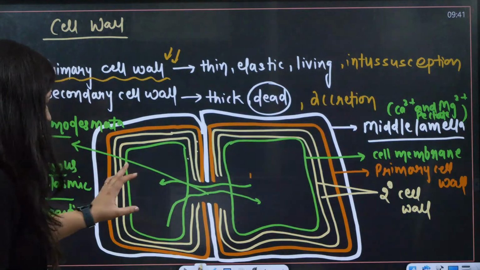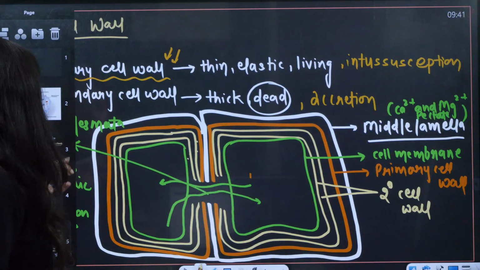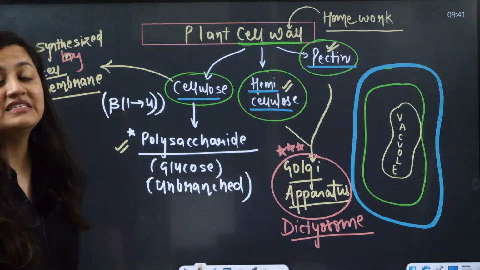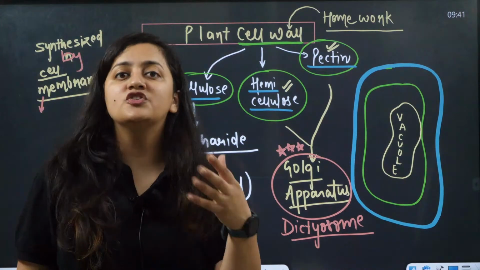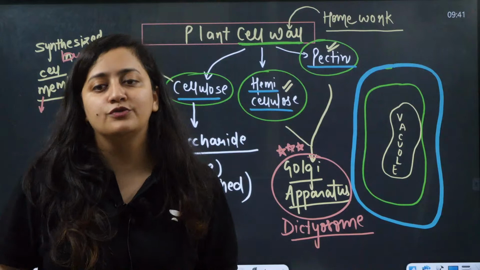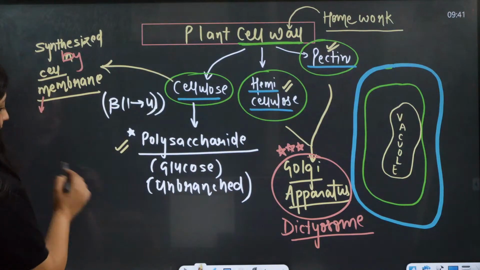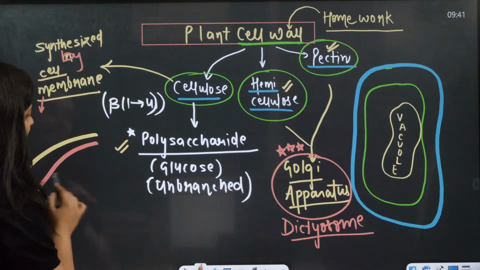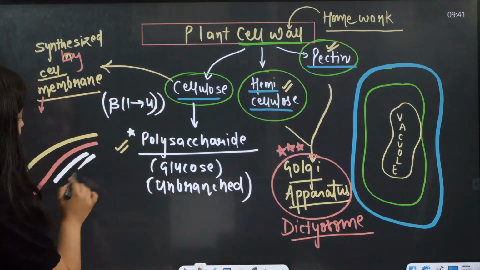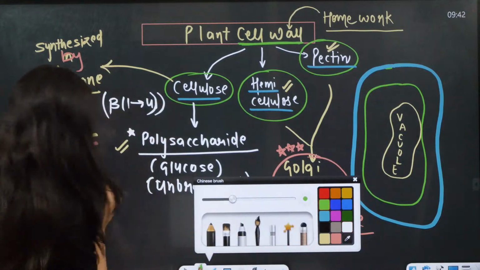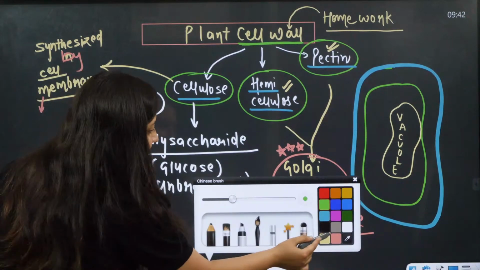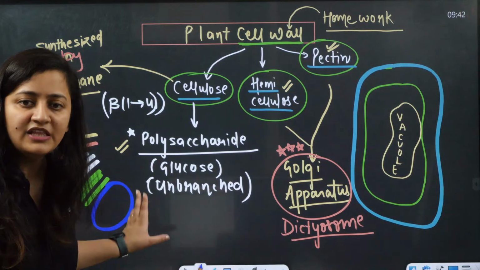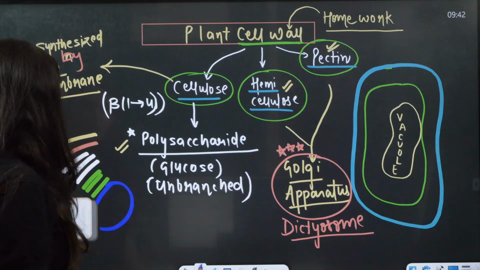Now, in some cases, you can even find the tertiary cell wall. In the case of gymnosperms, you will even see the tertiary cell wall. Obviously, it will be internal to the secondary cell wall. Like here you have the middle lamella, then comes the primary cell wall, then the secondary cell wall, and then the tertiary cell wall. And finally there will be the plasma membrane. Got it? So that is how you need to remember this.